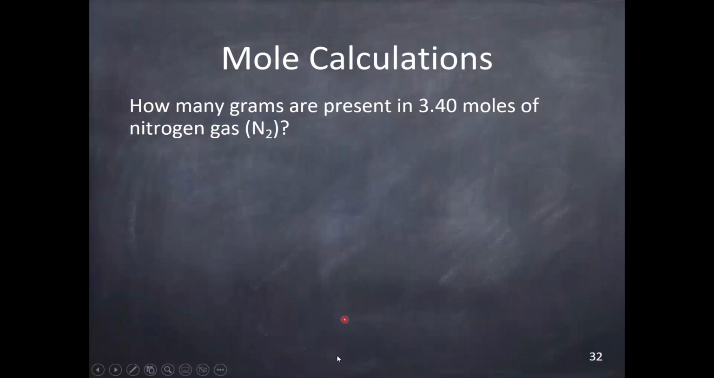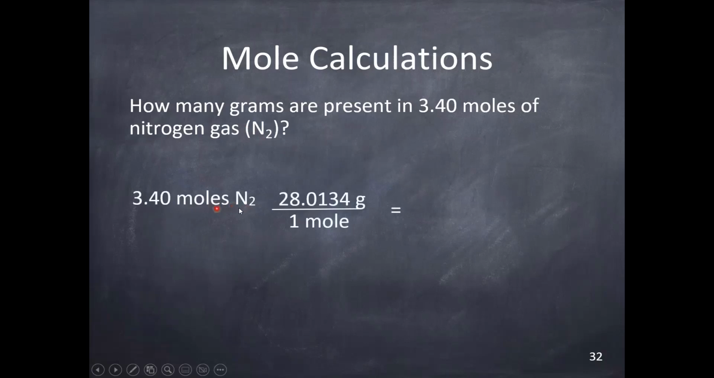So if we look at one more example, if you want to practice with this one on your own, you can. But how many grams are present in 3.40 moles of nitrogen? So in this case, we're going from moles to grams. We're going to be using the molar mass. It's going to be slightly over 28 for nitrogen, since we got 2 of those nitrogen atoms now in this formula. So when we set it up, in this case, we're starting with moles.